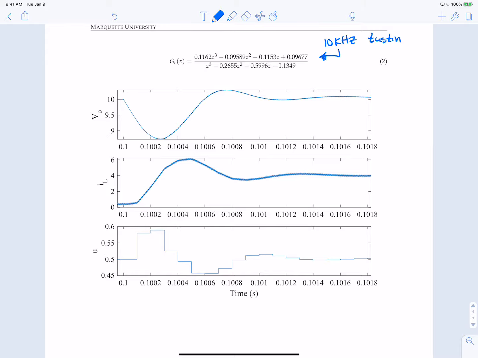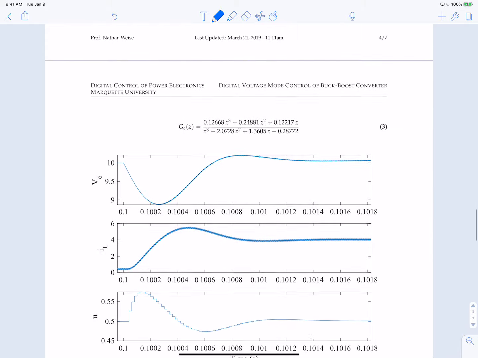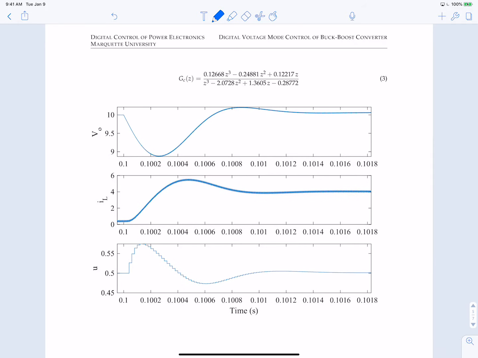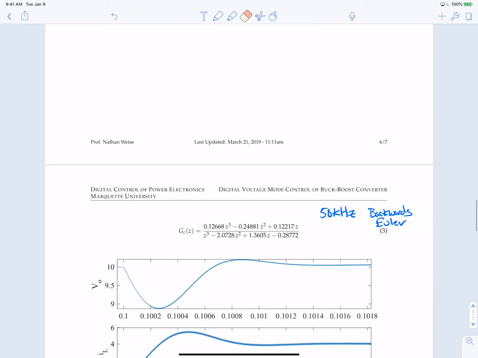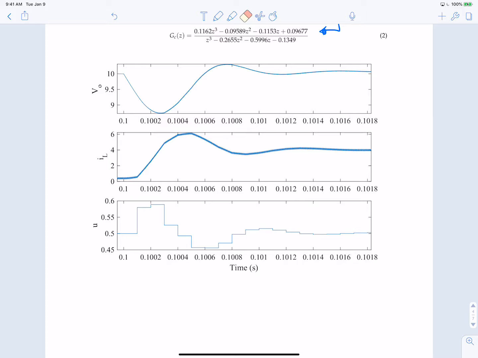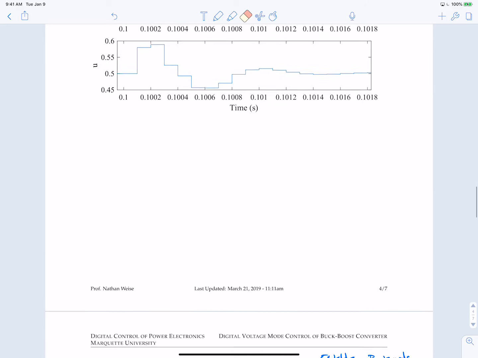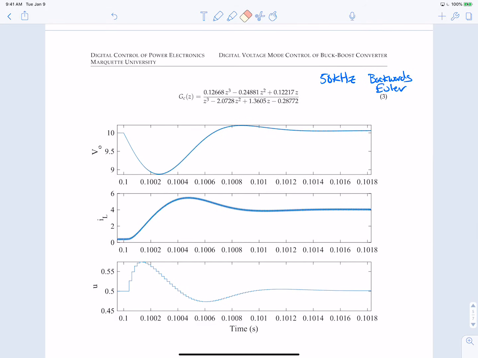So this is an okay response, but let's go ahead and bump up the controller sampling rate. So here's 50 kilohertz, and this is backwards Euler. And what you can notice now is that the output voltage goes down and comes back up, but then it settles. This is looking very close to what we had for the continuous time response. We don't have that second ring like you can see clearly in the 10 kilohertz Tustin. You can see it go down again and ring out. It means we're having less damping. Here we have pretty good damping.